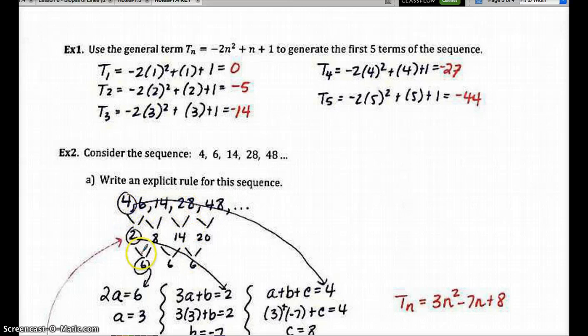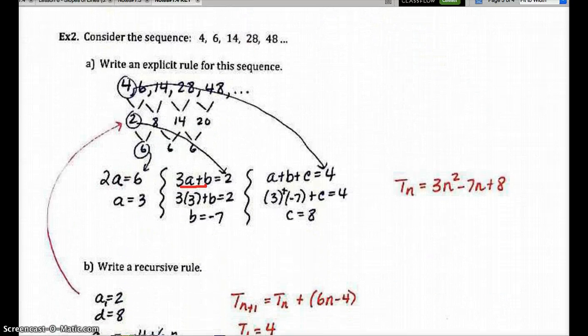Well, we learned from our previous investigation that you can take your second common difference and set it equal to 2a, because all of the time your second common difference is going to equal 2a. So your second common difference, 2a equals 6, you divide by 2, you get a equal to 3. We learned that our first common difference of 2 is always going to equal 3a plus b.